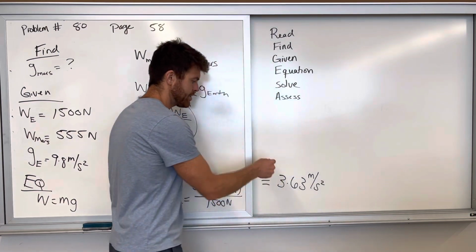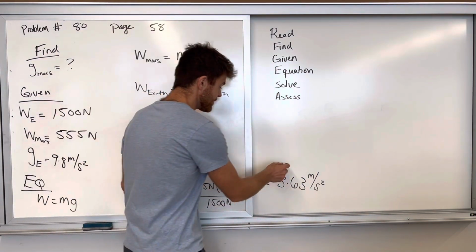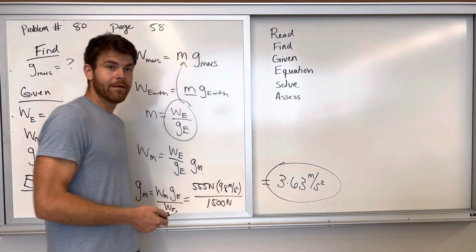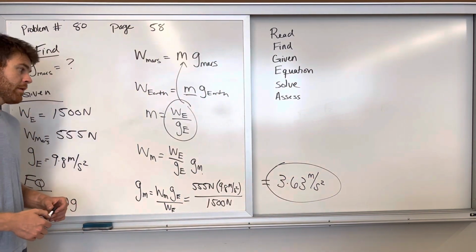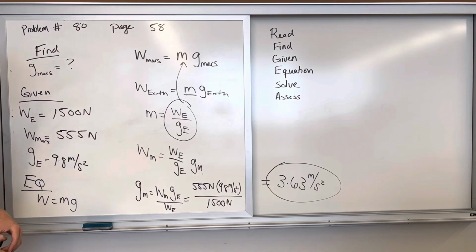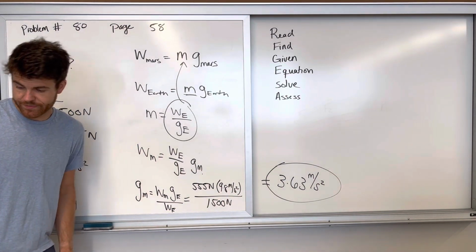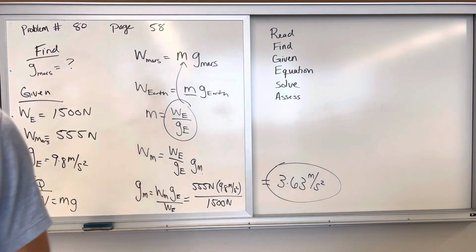That's the acceleration due to gravity on Mars. It's less than that on Earth, and yeah, Mars is smaller than Earth, and the astronaut has a smaller weight, so that makes complete sense. You feel confident in that answer.